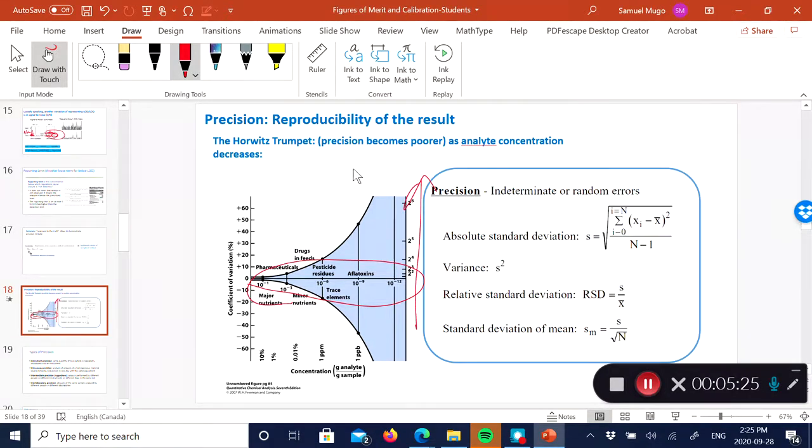You can see this is what they call the Horwitz trumpet. As you get very close to the limit of detection, your standard deviation becomes so high that you lose the ability to confidently quantify your analyte. And so that's why we talked about the limit of detection. Often, when you're setting the reporting limit, it should be somewhere around the limit of quantification or higher, because the limit of detection is very erratic because of the standard deviation. So this is important: as the concentration decreases, the standard deviation increases. And you're going to see this in the lab too. As you run the blank, you're going to see the standard deviation of the blank sometimes very close to 100%, because it's very, very erratic.